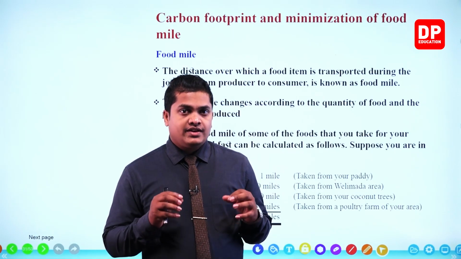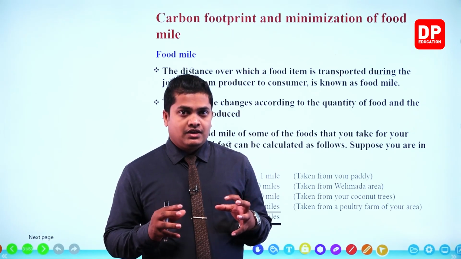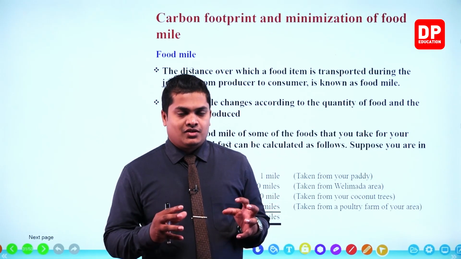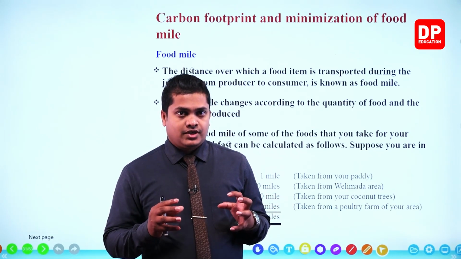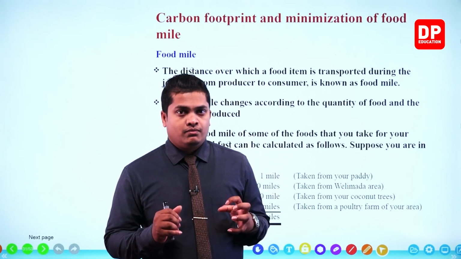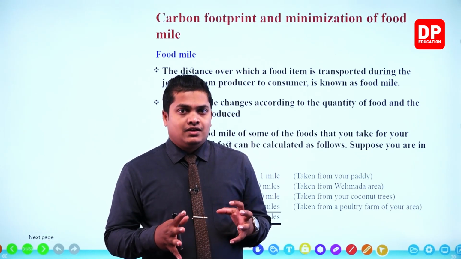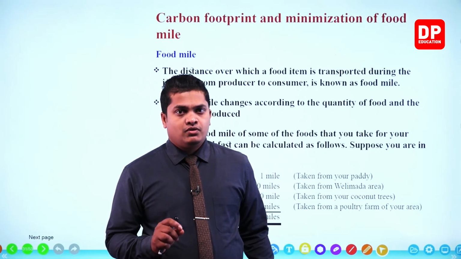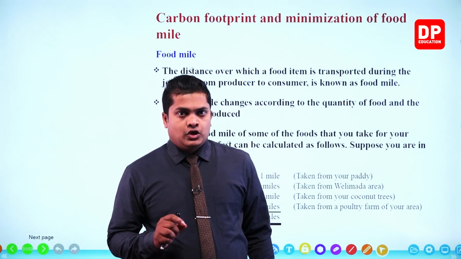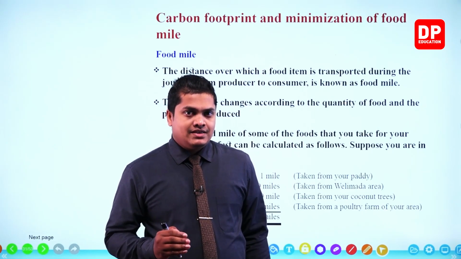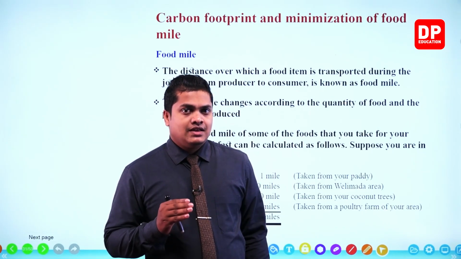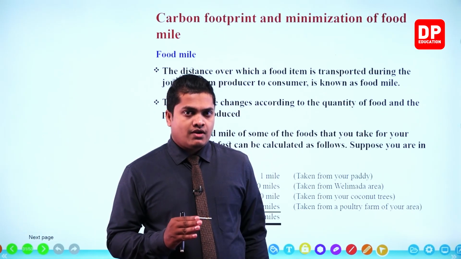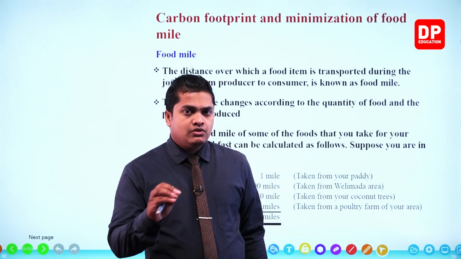I have already introduced this thing within our previous chapters, my dear children, but in brief, not to a greater extent. Right now we are going to study the food mile in a somewhat more explained manner. So here the definition of the food mile is given at first. Food mile is the distance by which a food item travels from the producer to the consumer.